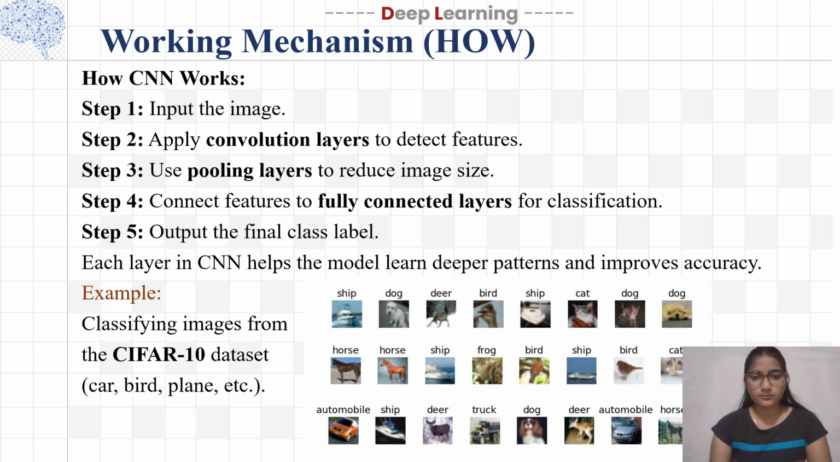So let's see an example. When we use the CIFAR-10 dataset, CNN learns to classify objects like cars, birds, ships, and airplanes. At first, it sees only patterns and colors. After training, it can correctly label complex real-world objects. And finally, this layered approach makes CNN powerful, efficient, and adaptable to various image-based tasks.